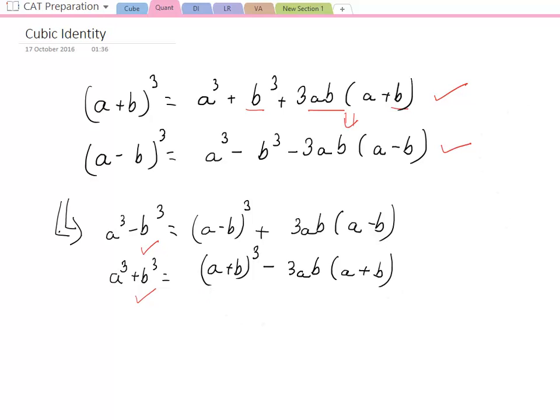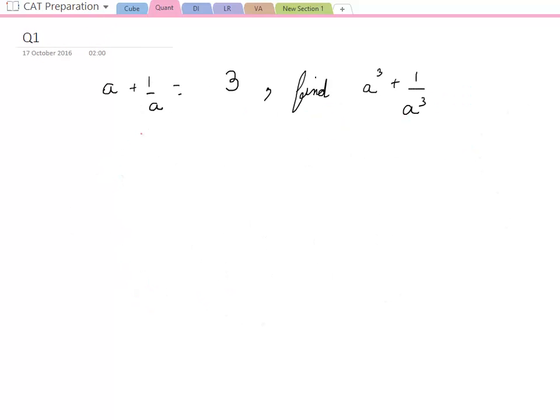Let's look at a question. In this question, a + 1/a is equal to 3, and we are asked a cube + 1/a cube. In the previous video, we had seen a similar question where we were asked a square + 1/a square, and we were helped by the fact that in the expansion a and 1/a cancel each other. The question indicates that something similar should happen for cube also, and we know it would happen.